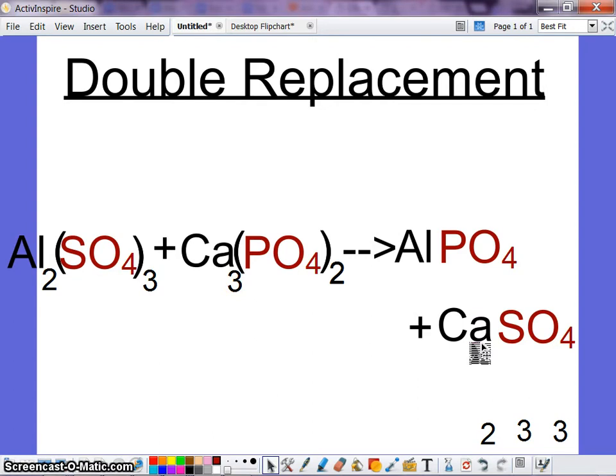Calcium is +2. Sulfate is -2. So that can exist in a 1-to-1 ratio as we currently have it written. So in this case, I do not need to drag any subscripts up. These subscripts were here just in case I needed them. I do not need them.